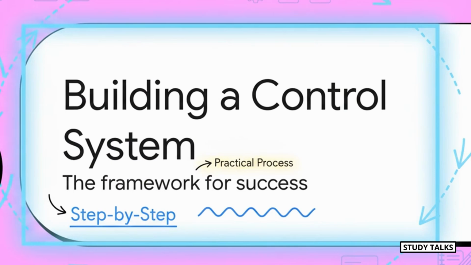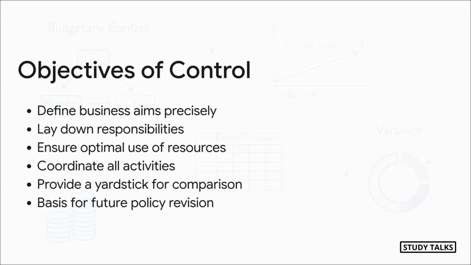Great. So now we know what these things are. Let's get practical. How do we actually build a system for budgetary control that works? This is the framework, the actual step-by-step process that brings it all to life. First, why even bother with all this? What's in it for the company? Well, a ton, actually. It makes managers think hard and define their goals clearly. It makes it super clear who's responsible for what, which is huge. It helps make sure you're not wasting resources. And most importantly, it gives you that benchmark, that yardstick to measure how you're actually doing.